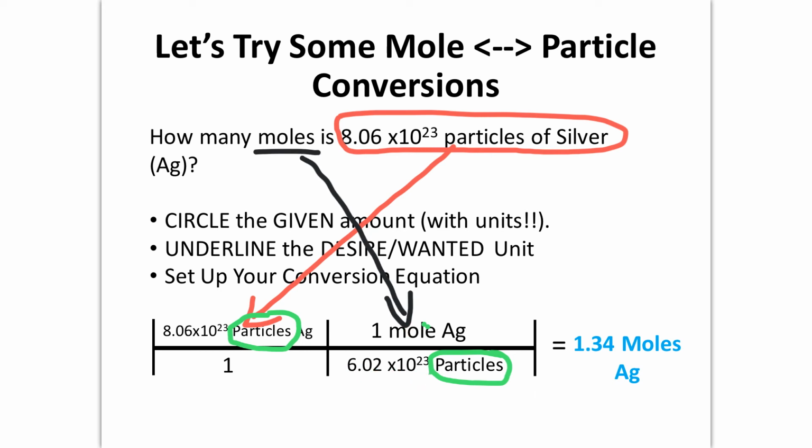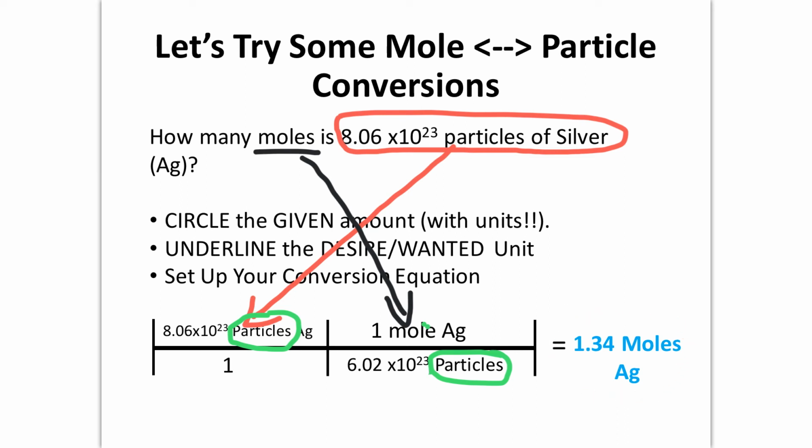6.023 over 1 mole of silver. Now our math is just complete. This time we're going to multiply the top, 8.06 times 10 to the 23rd times 1, and then divide that number by 1 times 6.02 times 10 to the 23rd. And if you got it right, you should get this number.